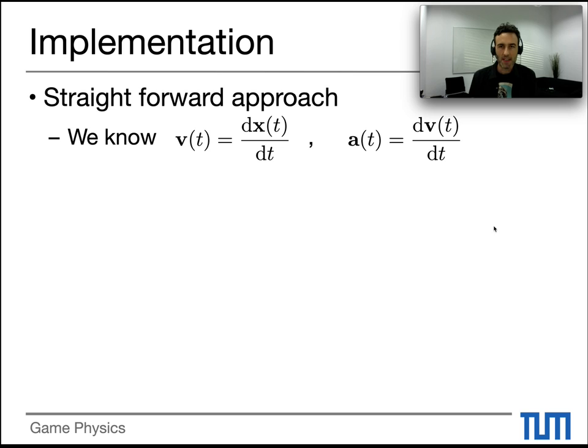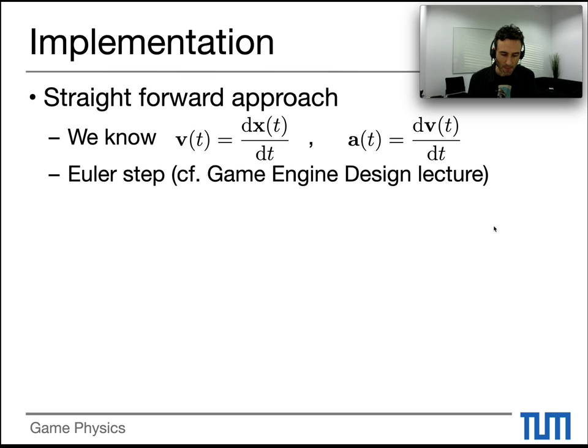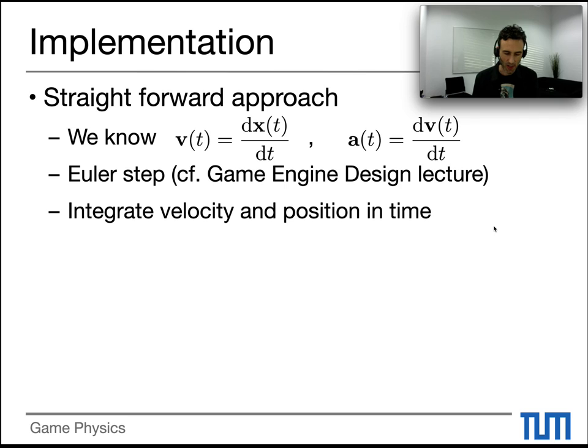So from last time, we had these fundamental relationships. Velocity is a change of position, acceleration is a change of the velocity. And in, for example, the game design lecture, you might have come across it in different settings. We have this Euler step as one of the key building blocks of such a simulation. And with that, we can actually integrate or advance the velocity and position forward in time.